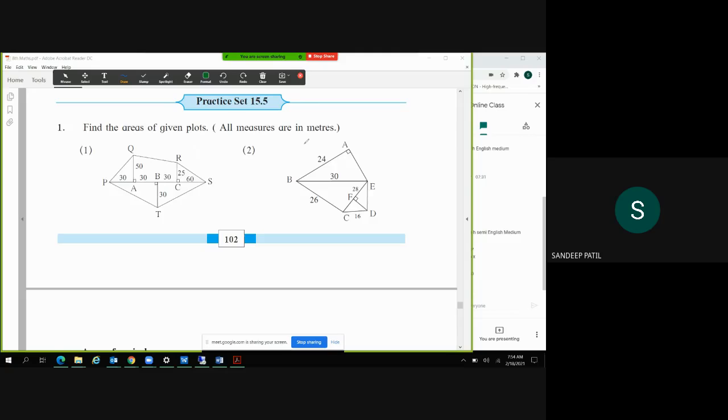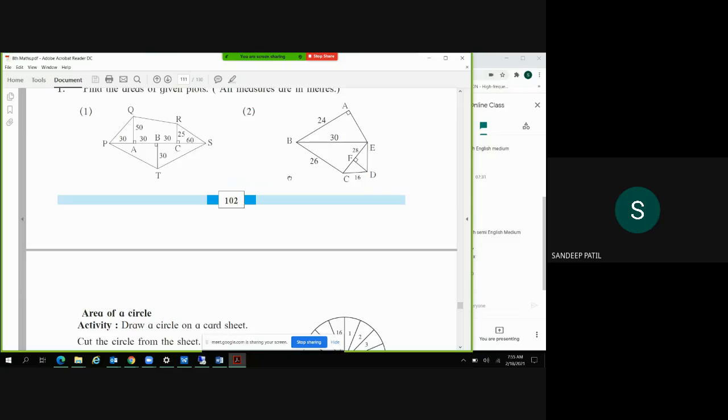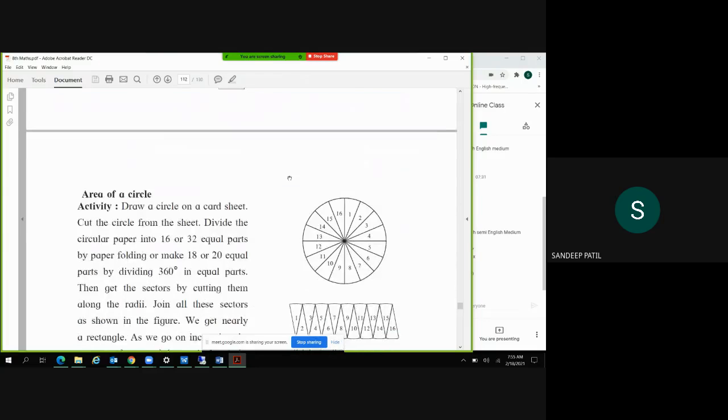In this figure also, figure number 2, here is one triangle, then this is another triangle, right? And this is another triangle, right? So this way you can calculate the area for each triangle and add those up to calculate the area of this irregular shaped polygon.